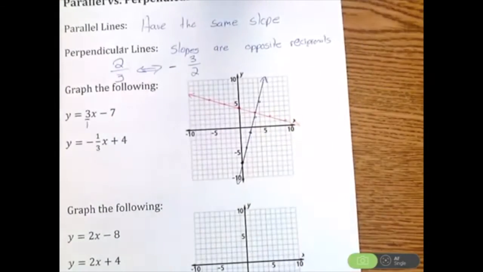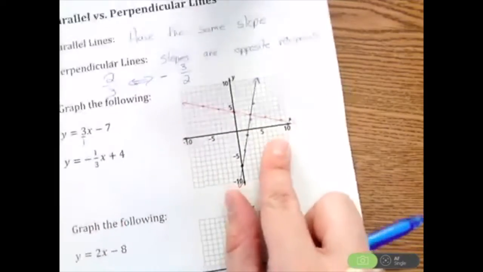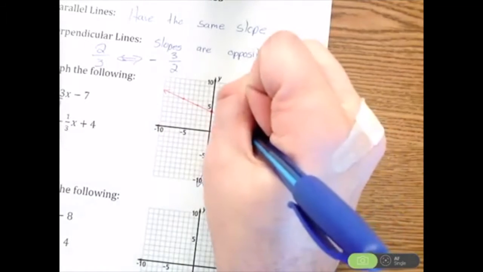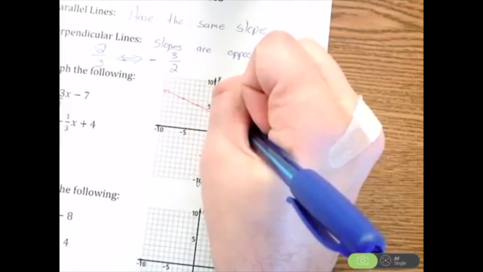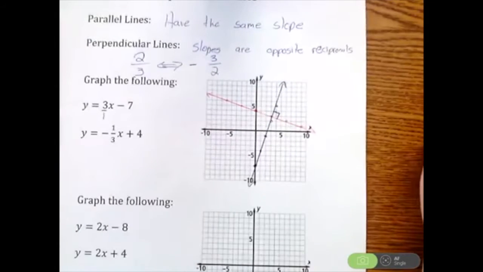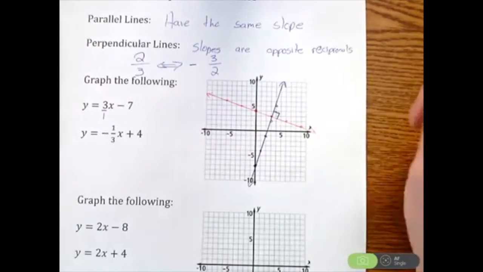Now, these are perpendicular lines. What they're going to do is they're going to crisscross, and it's going to crisscross perfectly at a T. You'll get into it more in geometry, but if you know it, this is going to be a 90-degree angle. But that's something you talk about more in geometry. So those are perpendicular lines.